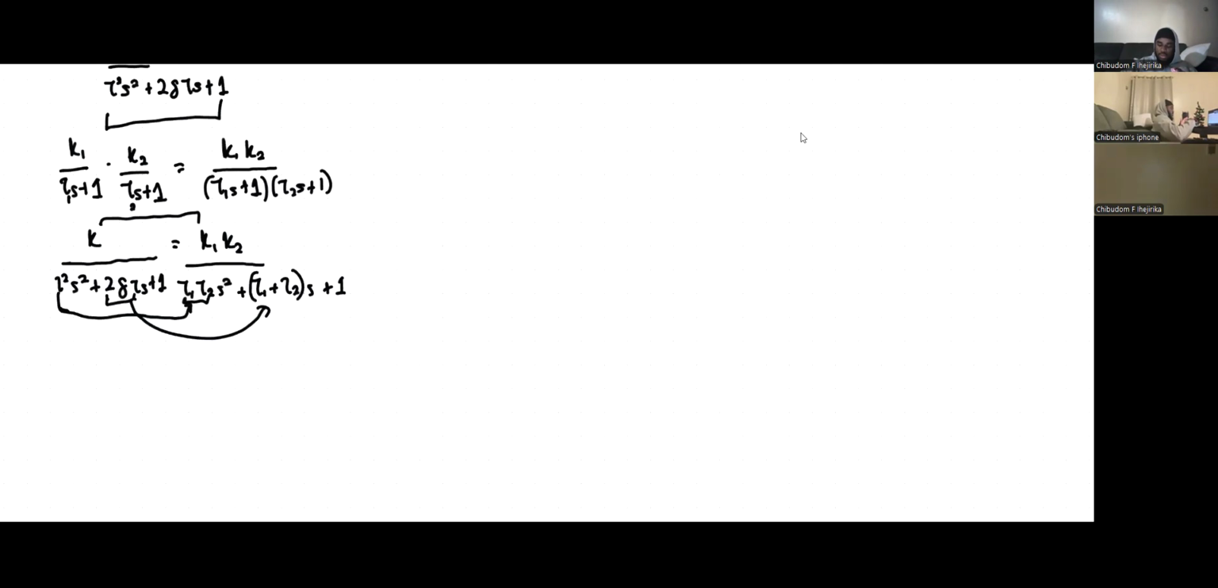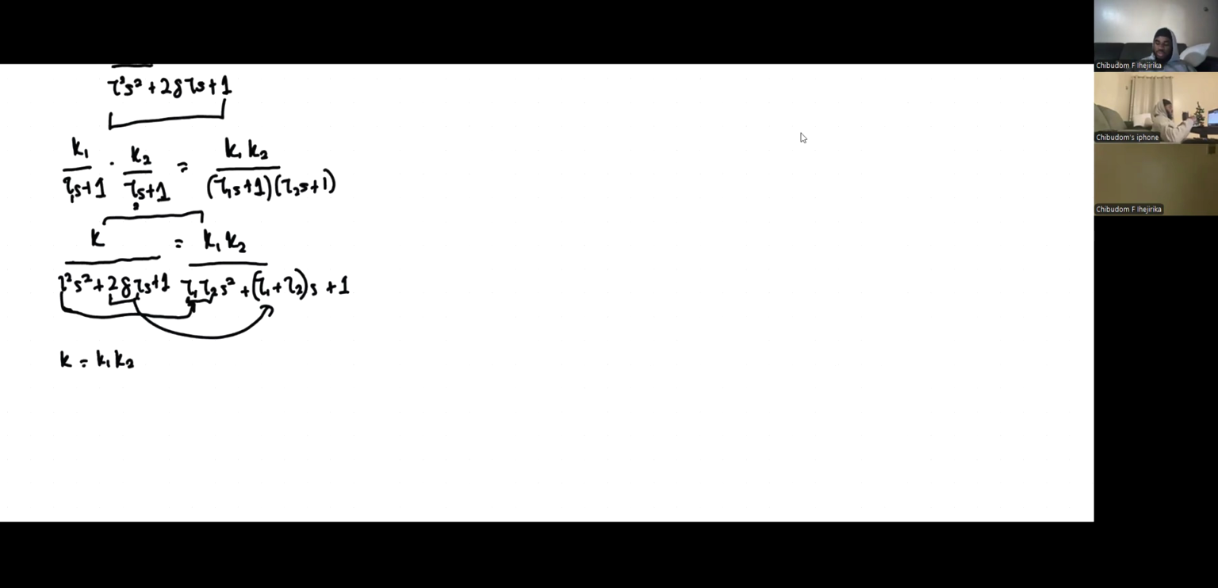So now we have 3 functions that we're going to focus on. K is equal to K1 K2. Then the tau squared is equal to tau 1 times tau 2. Then 2 zeta tau is equal to tau 1 plus tau 2. So those are basically the 3 functions that we have in this case, and we can work with that from here.